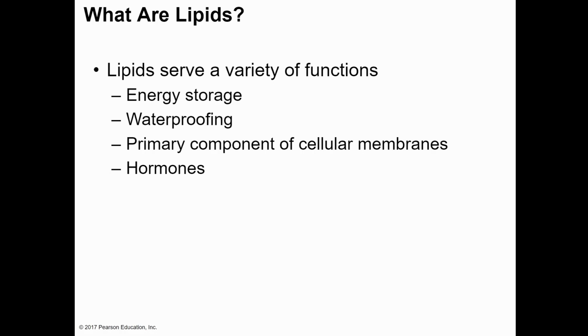This includes both steroids like cholesterol, but the primary component is actually phospholipids. And then hormones are derivatives of cholesterol. The main ones we're going to talk about that are lipids will be estrogen and testosterone as the examples, which help regulate the maturation of male and female sex characteristics.